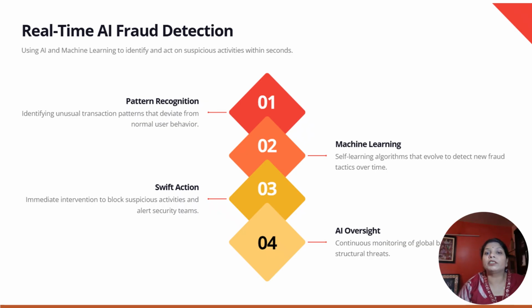The third step is swift action. Once suspicious activity is identified, the system can immediately block transactions, trigger alerts, and notify security teams. Often within seconds, thereby minimizing financial losses. The final step is AI oversight. Fraud detection models operate continuously across global banking network, monitoring structural threats and ensuring ongoing protection at scale. Together, these illustrate how predictive analytics and AI enable proactive real-time fraud prevention in modern banking.